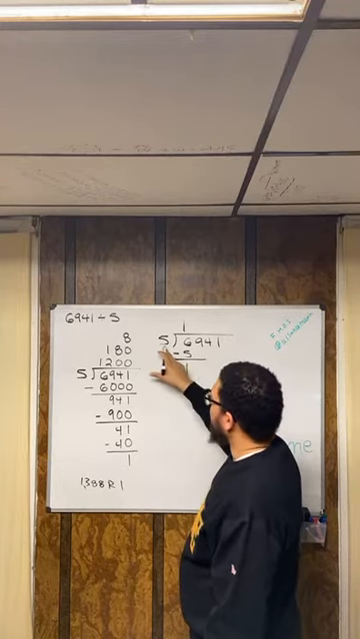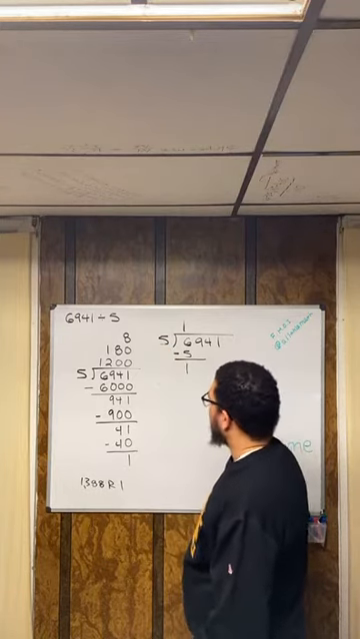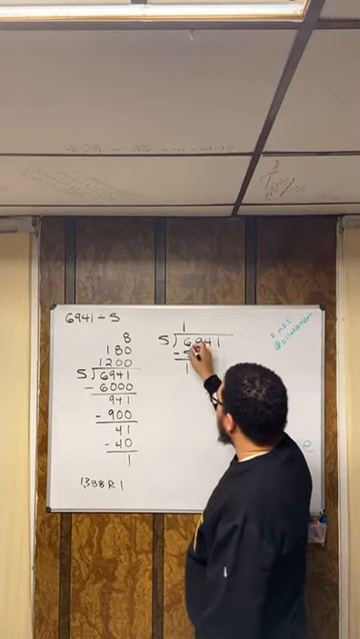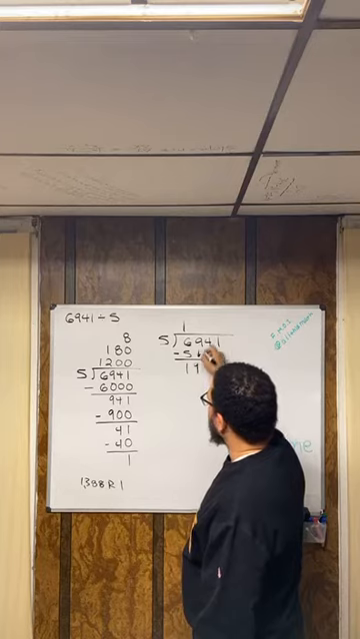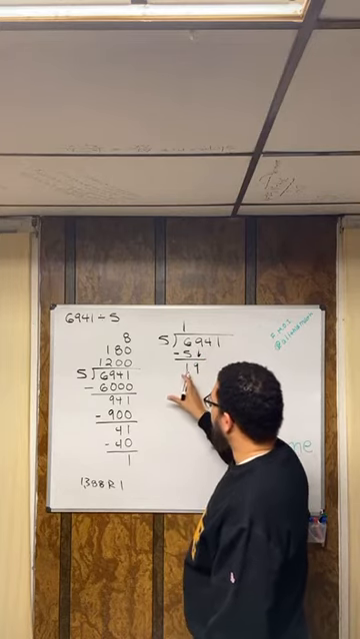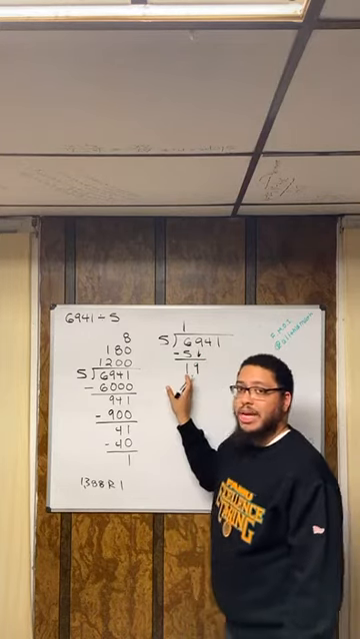Right? We need a number that's bigger than the divisor. So what are we going to do? We go to the next digit in the original dividend, and you bring it down. So this 9 comes down. Now we're not dividing into a 1. Now we're dividing into a 19.